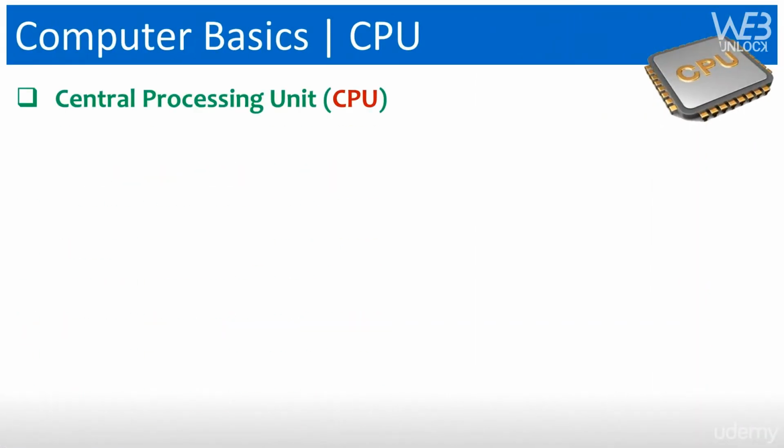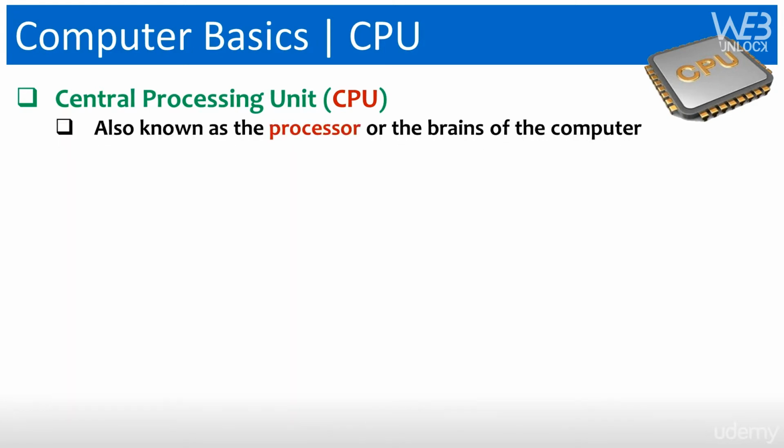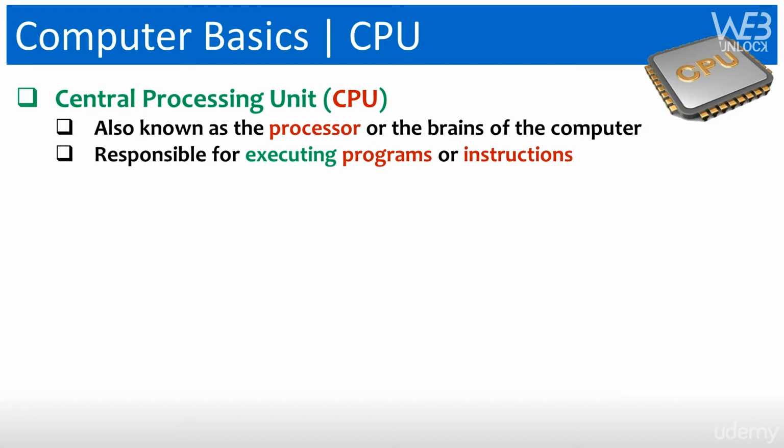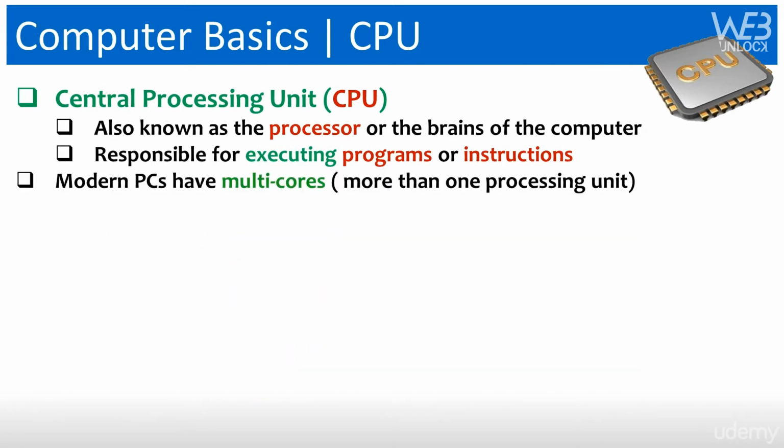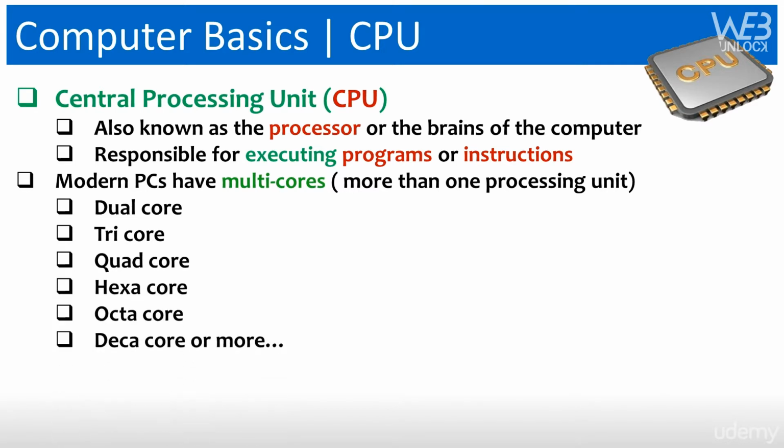Alright, so what is the CPU? The Central Processing Unit is also known as the processor or the brains of the computer. It's responsible for executing programs or instructions. Modern PCs and computer systems have multi-cores, more than one processing unit. So for example, dual-core, tri-core for 3 cores, quad-core, etc.